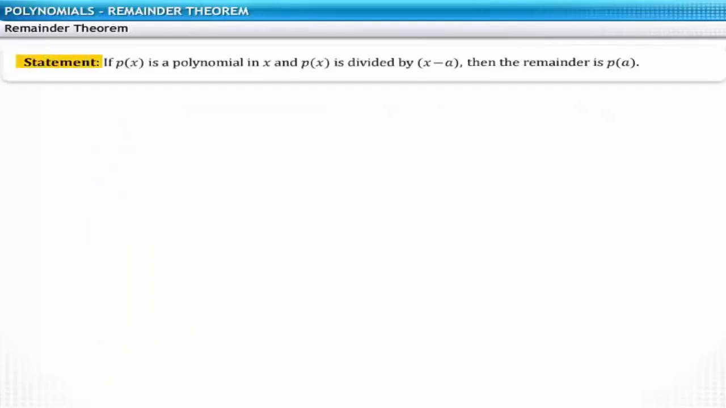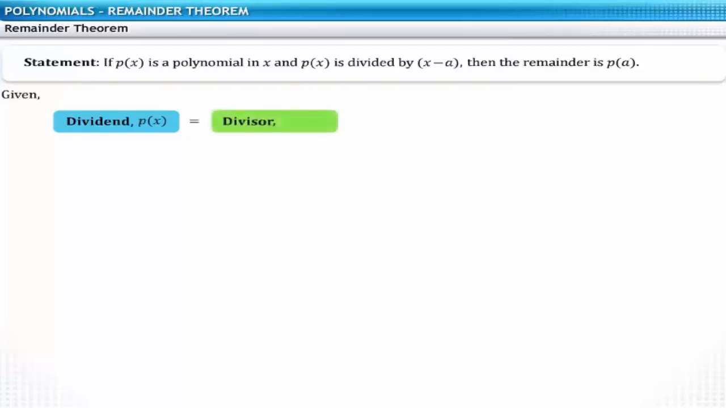The remainder theorem states that if p of x is a polynomial in x and p of x is divided by x minus a, then the remainder is p of a. Let's now see how we can verify this theorem. It is given that the dividend is equal to p of x and the divisor is equal to x minus a. Let the quotient be q of x and the remainder be r.